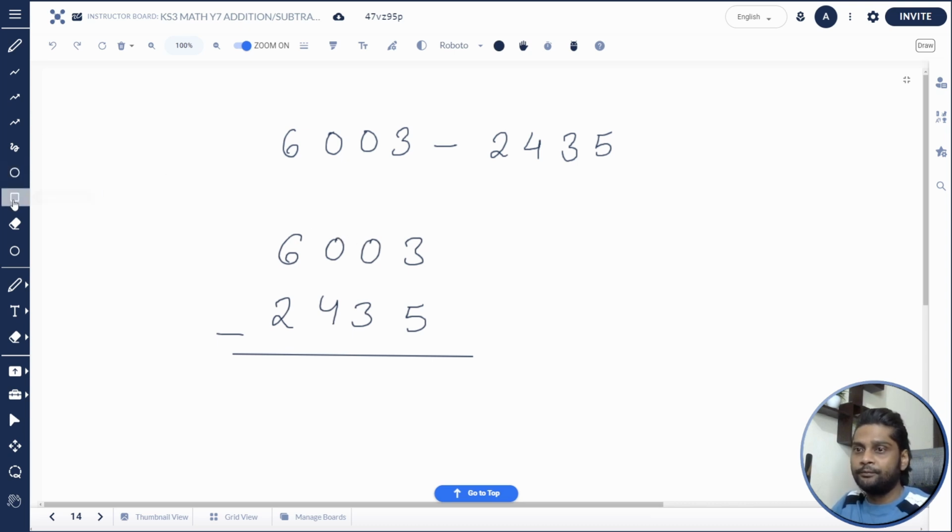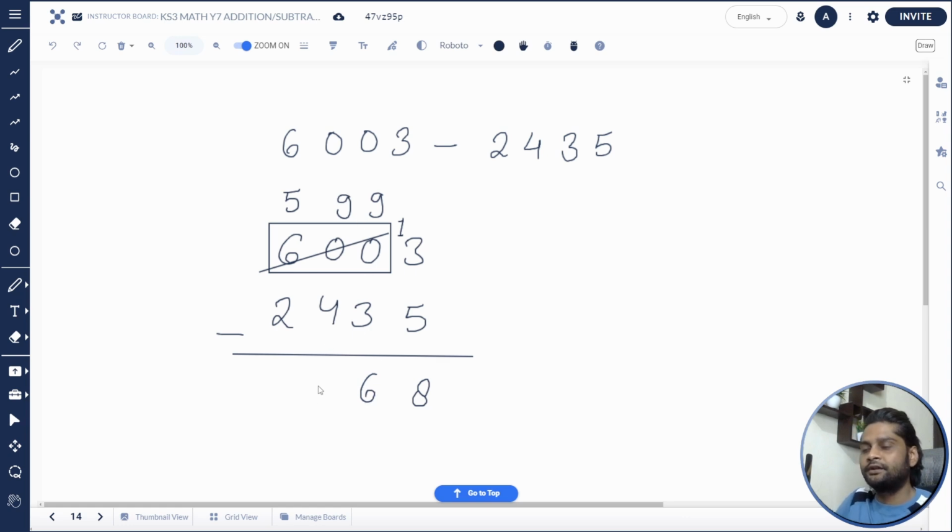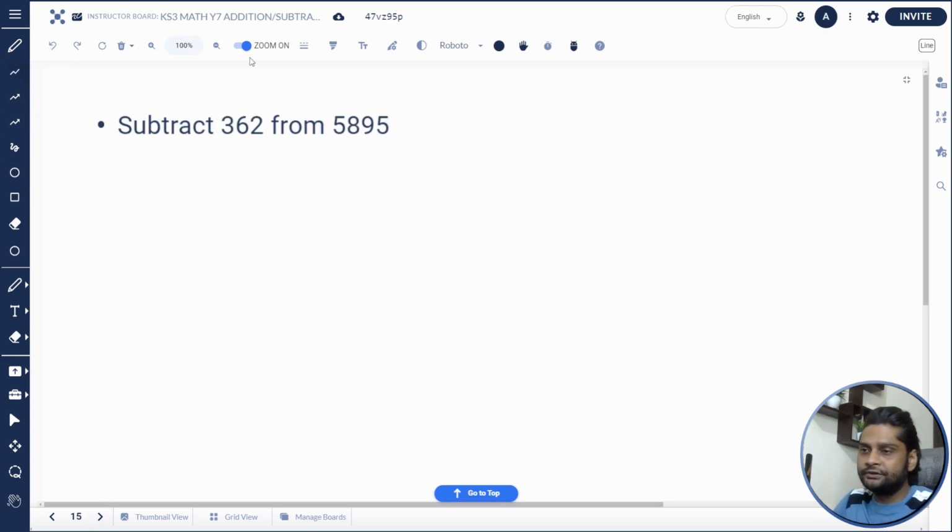So this time, borrow will be taken not from these zeros, but from the 3-digit number, basically from 600. So as we have taken 1 borrow from 600, it became 599. And we got 1 borrow here, so that becomes 13. And 13 minus 5 is what? That's 8. Now 9 minus 3 gives you 6. 9 minus 4 gives you 5. And 5 minus 2 gives you 3. And that's your answer.